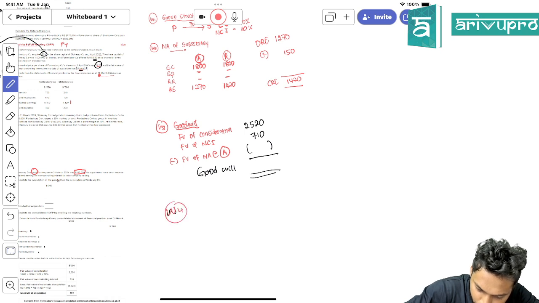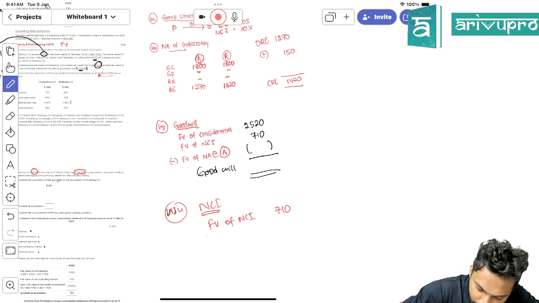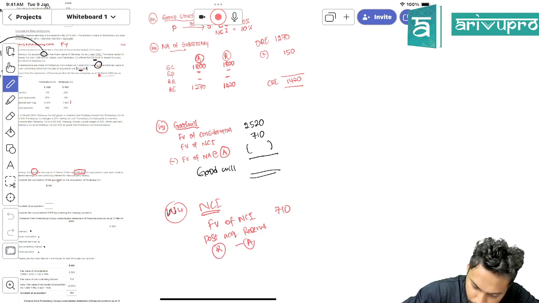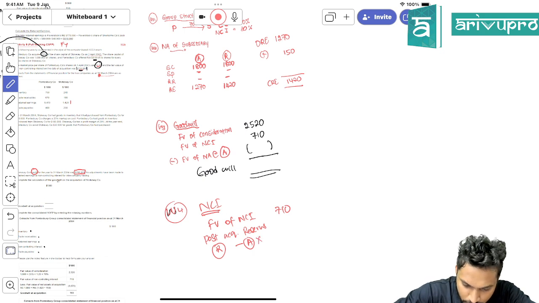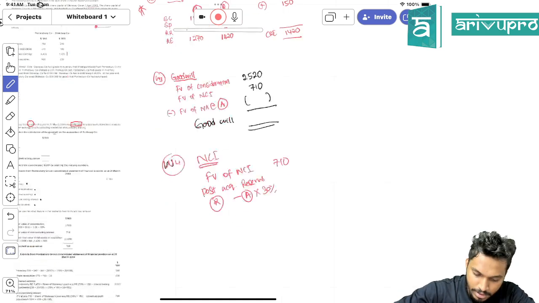My working for non-controlling interest. To calculate your non-controlling interest, you need to take the fair value of non-controlling interest. That is how much? 710. Then post-acquisition reserves: at the reporting date minus at the acquisition date, sorry guys, into 30%. So we need to find the reporting date and acquisition date profits, which is our working 2. Yet we did not finalize our working 2. Then working 5.